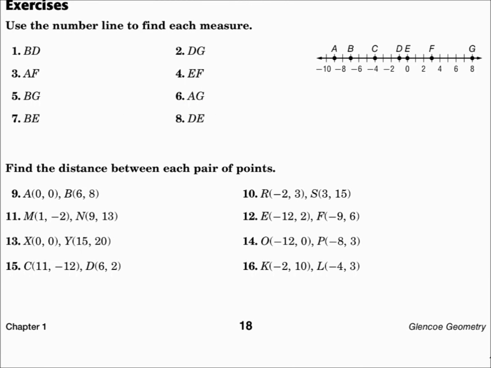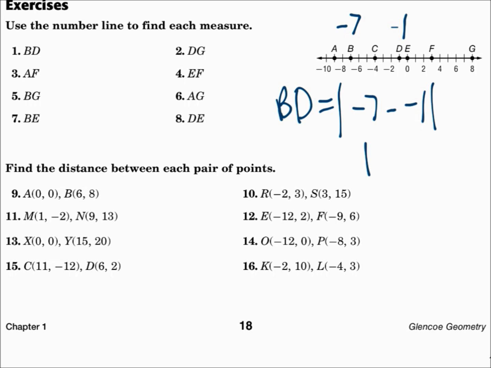Use the number line to find each measure. Segment BD. Well, B is between -8 and -6, so it's at -7. D is at -1, so we will subtract and take the absolute value. -7 minus -1 is -6, and the absolute value of -6 is 6.